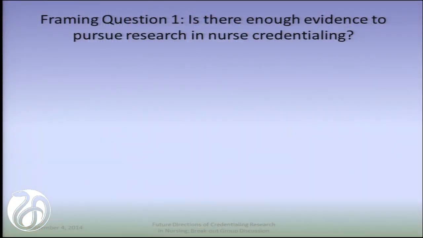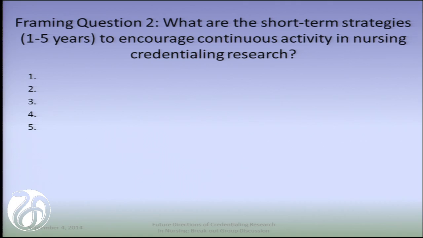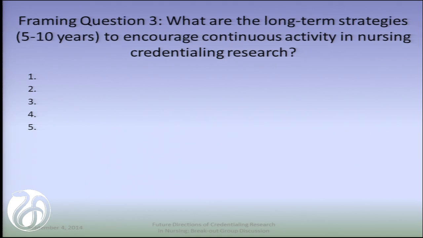We have three questions that we were to address. Hopefully everybody has these in front of them. The first question, I'll go through these and then we'll come back to them, is a threshold question. Is there enough evidence to pursue research in nurse credentialing? That is followed by the question of, if so, what are the short-term strategies, short-term being defined as within 5 years, to encourage continuous activity in nurse credentialing research, and then that is followed by what are the longer-term strategies, i.e.